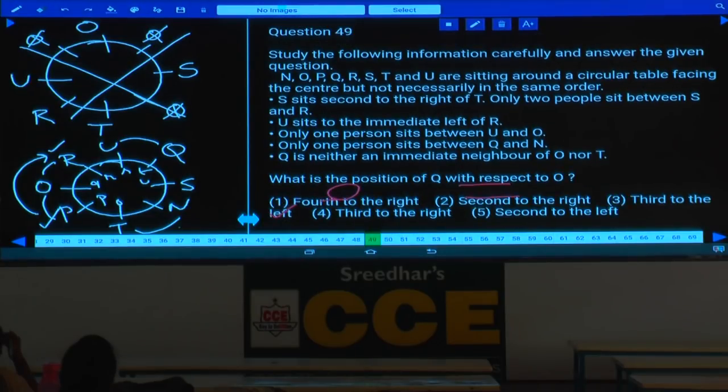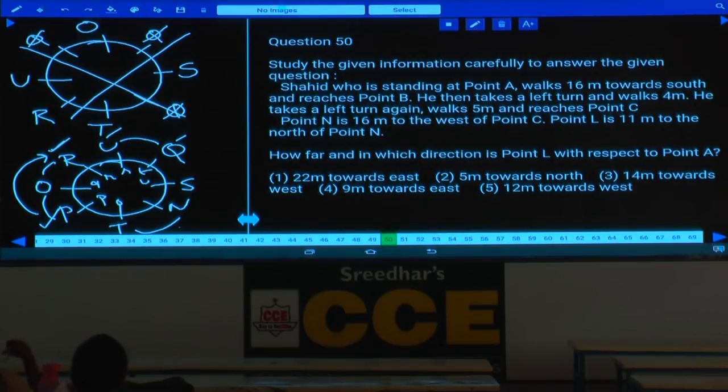49? Now question number 49, what is the position of Q with respect to O? Position of Q with respect to O is here. From O, 1, 2, 3. Third to the left hand side. Third to the left, that is given in choice 3. Question number 49, choice 3. Then question number 50.